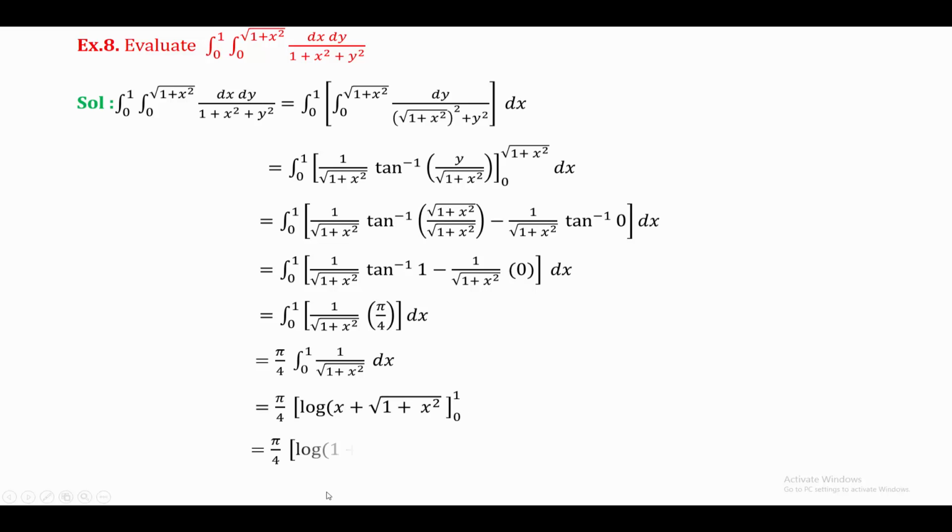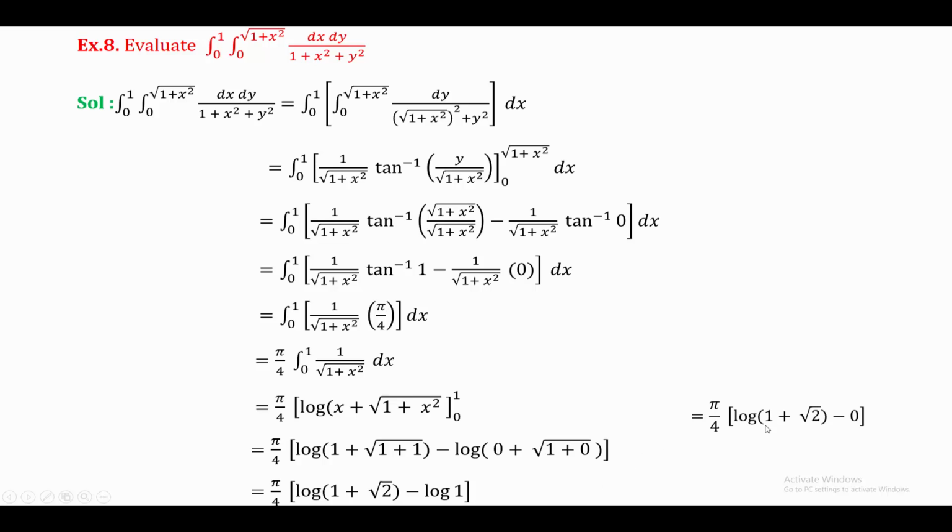Now first put the upper limit: pi by 4 log of, put the value of x as 1, 1 plus square root 1 plus 1, minus put x as 0, log of 0 plus square root 1 plus 0. This is equal to pi by 4 log of 1 plus root 2 minus log 1. The value of log 1 is 0. So the answer is pi by 4 log of 1 plus root 2.